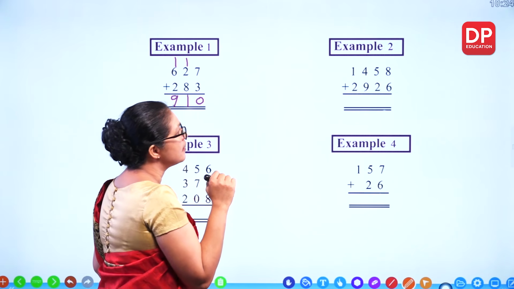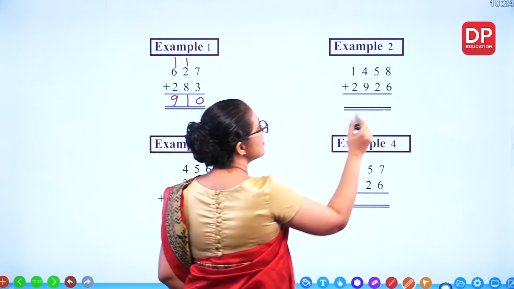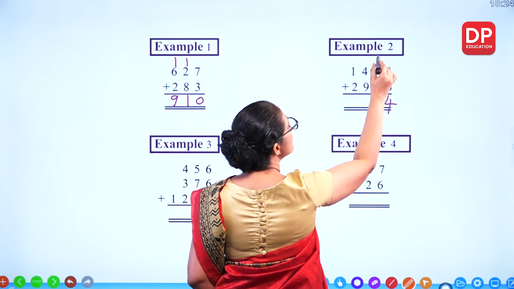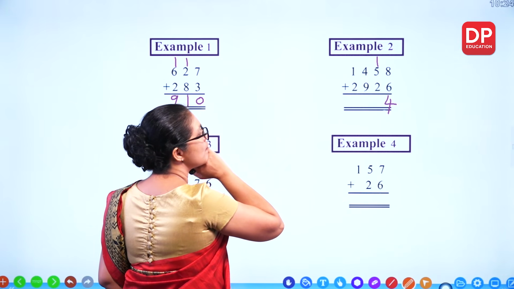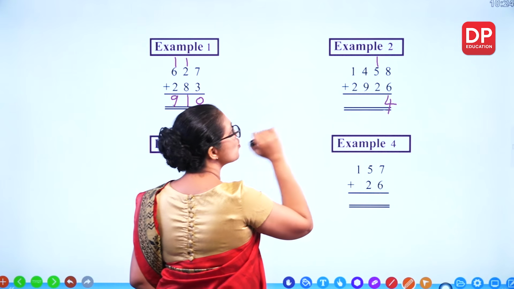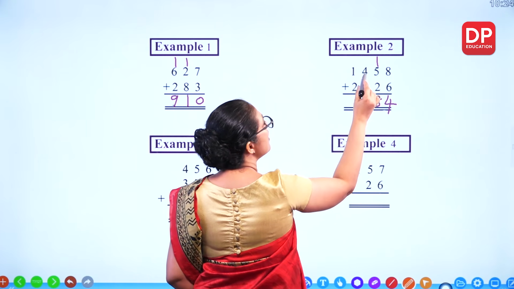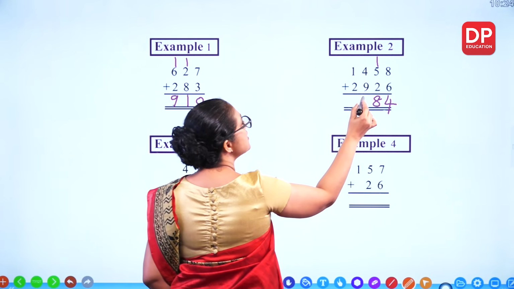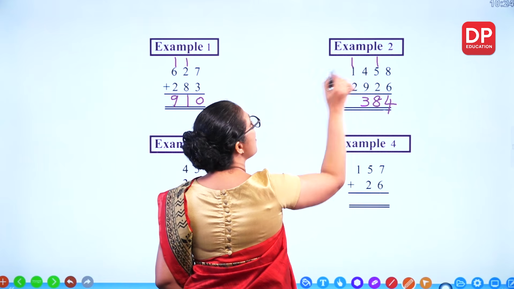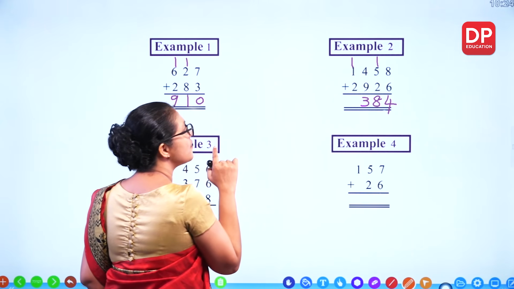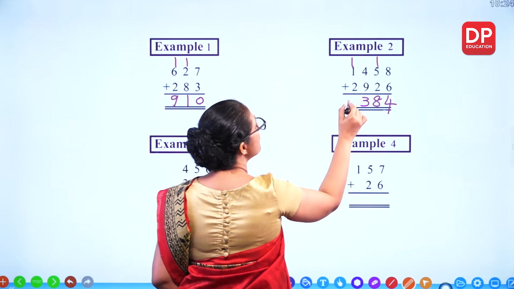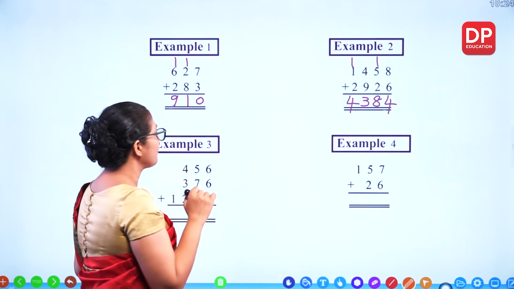This one, 8 plus 6, 14. You take 1 to the next level. 5 plus 1, 6. 6 plus 2, 8. 9 plus 4, 13. Take 1 here. 2 plus 1, 3. 3 plus 1, 4.